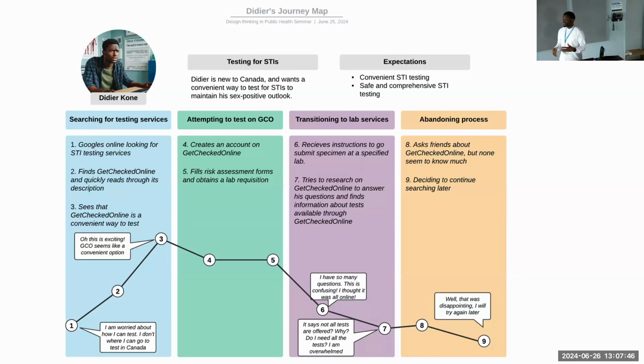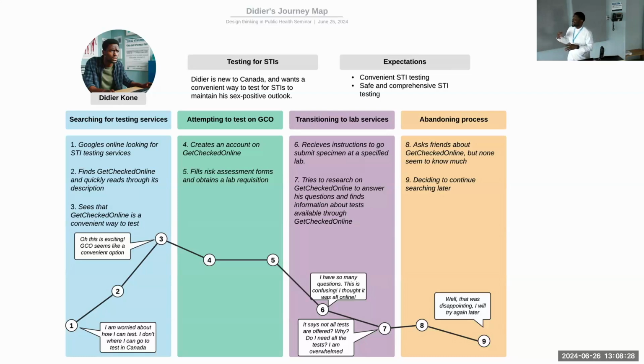There are other pieces of the journey map. There's the scenario, which paints when, where, and how they were trying to get to something, and kind of bounds the problem that we are looking at. So here we're looking at Didier, who's new to Canada and wants a convenient way to test for STIs to maintain his sex-positive outlook. These were basically out of what Didier said. I looked at the says box, or I saw many comments on the boxes online showing what Didier was saying. Didier wants a sex-positive outlook on life, and also wants a convenient way to test for STIs. So you create that boundary.